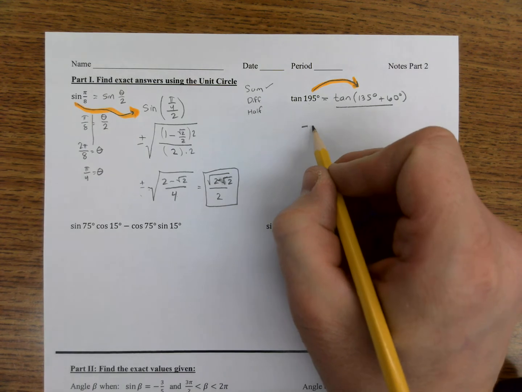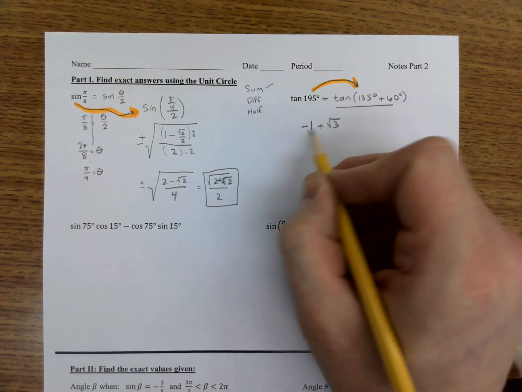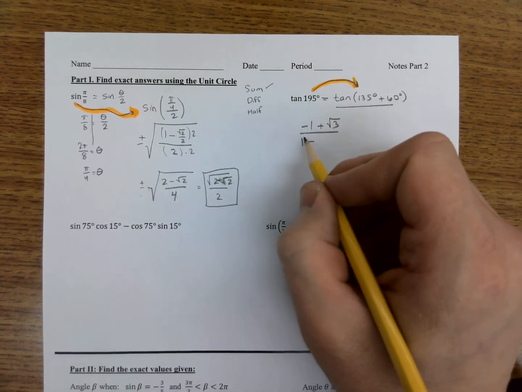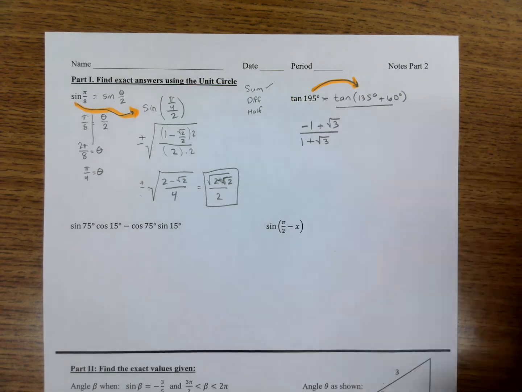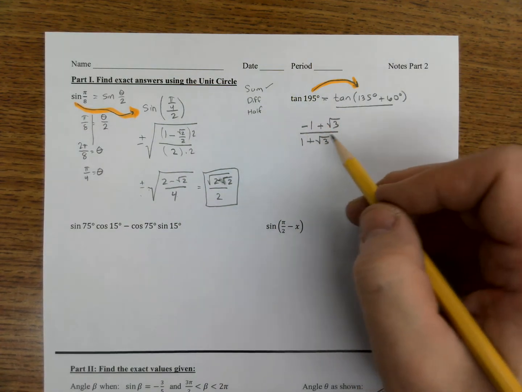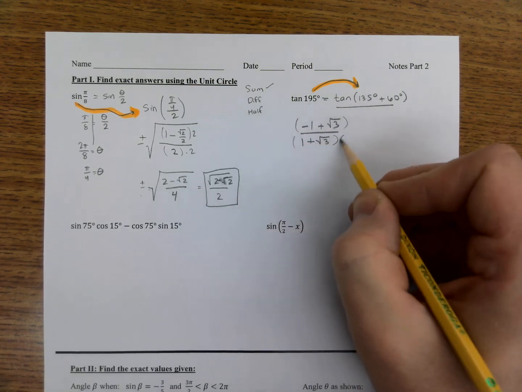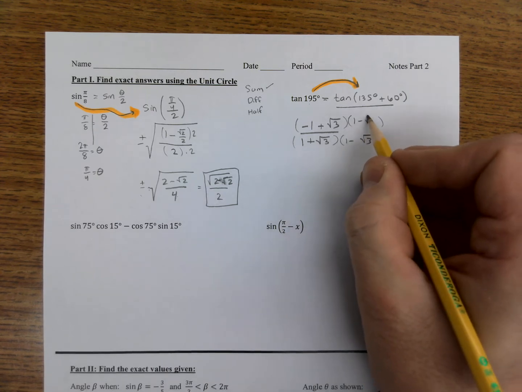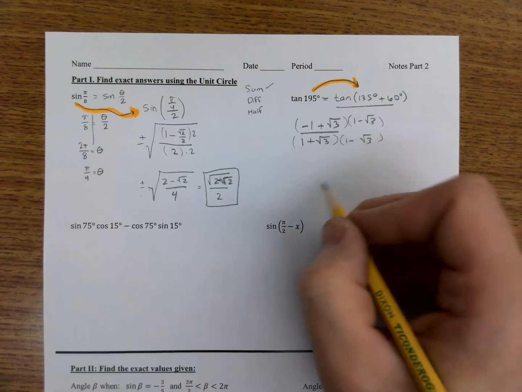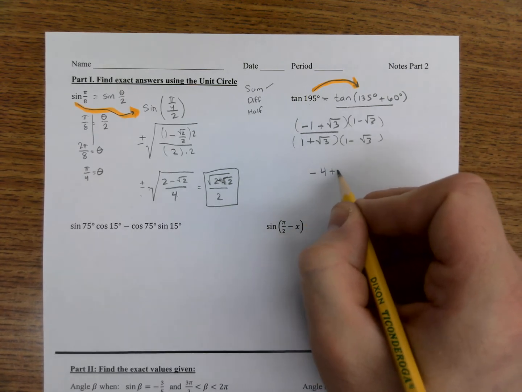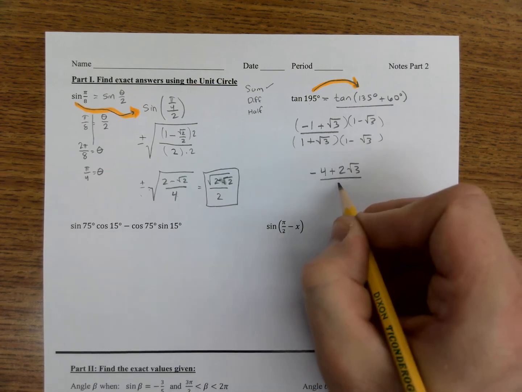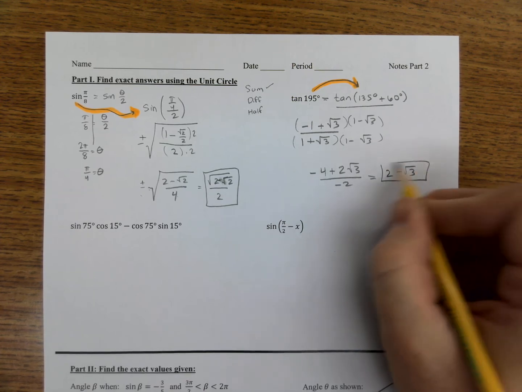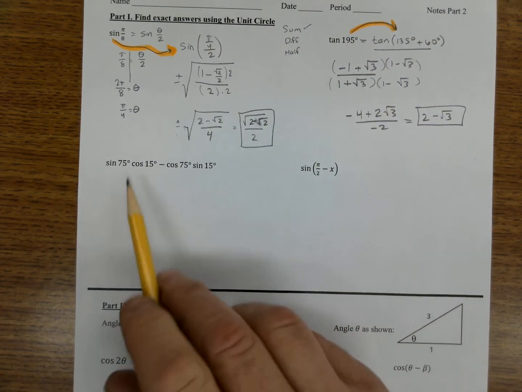So tangent of 135 is negative 1 plus root 3 over 1 plus or minus these being multiplied to be a negative root 3. Minus and minus will be plus. And there you go. Again, that's a good answer. It's not in the form we like it, so we're going to multiply by the conjugate. 1 plus root 3, 1 minus root 3 on top and bottom. Some fancy foiling. If you FOIL correctly, it comes down to negative 4 plus 2 root 3 over negative 2. Divide top and bottom by negative 2. 2 minus root 3.